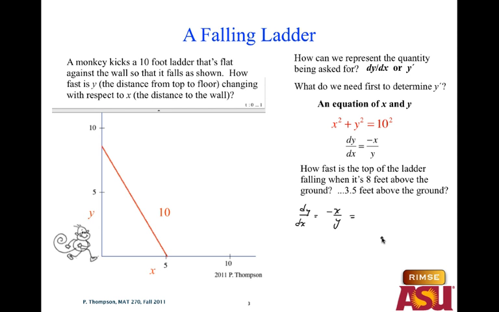Negative x over 8? Okay, good. So you identified that the value they're giving you is 8, and we want to know dy/dx. So the question is, what is x? What do we put over 8? Negative what?